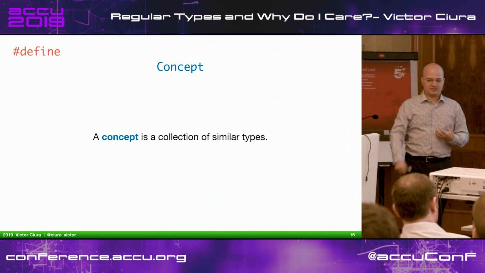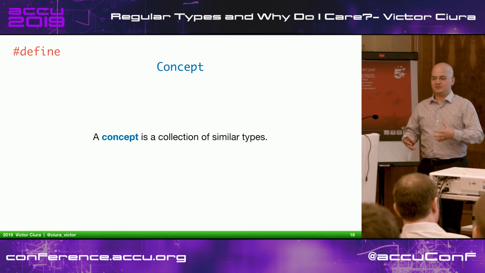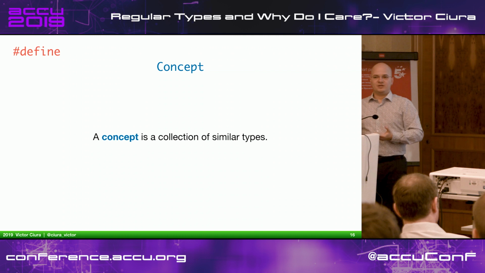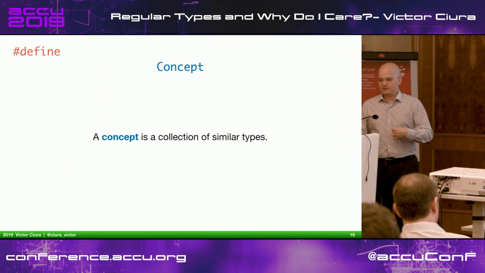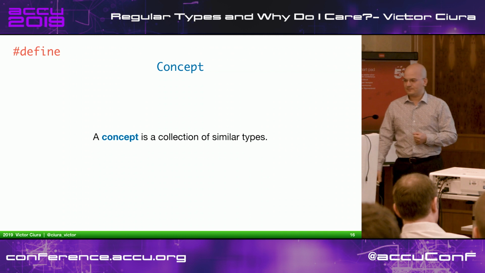And as Kevlin said earlier, it's all about predicates. It's predicates all the way down. Concepts are predicates on types, types are predicates on values, and so on. So it's all about predicates. And we're going to see quite a few predicates today.